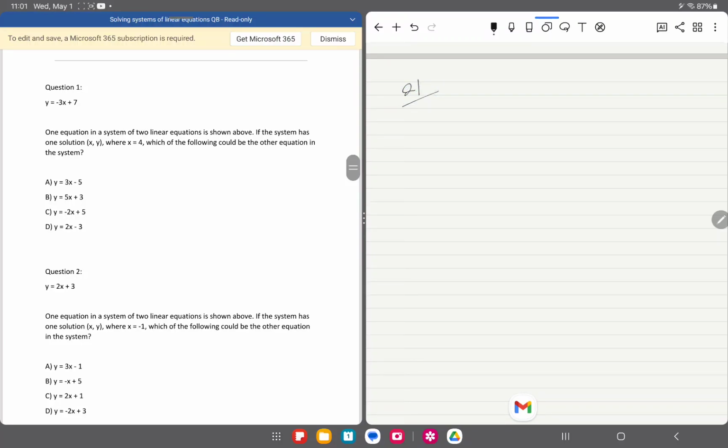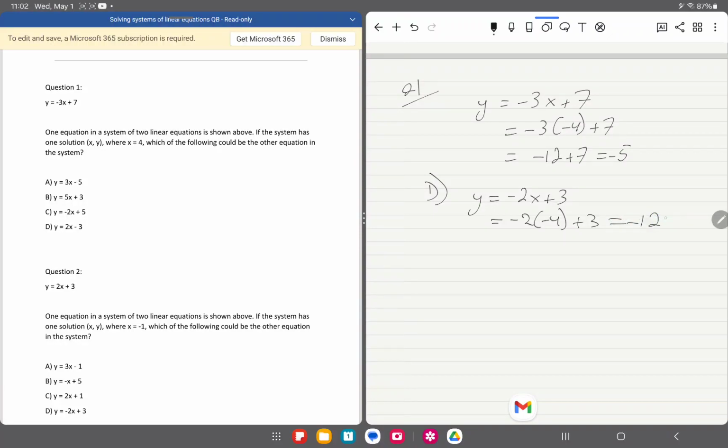For question 1, I believe there are a lot of them that have typing mistakes, so I'm just going to give you the ones that have typing mistakes. y is equal to minus 3x plus 7. y is equal to minus 3 into minus 4 plus 7, minus 12 plus 7 is equal to minus 5. Now, for this to work, D must be y is equal to minus 2x plus 3. So minus 2 into minus 4 plus 3, minus 12, minus 8, minus 8 plus 3, which is minus 5.